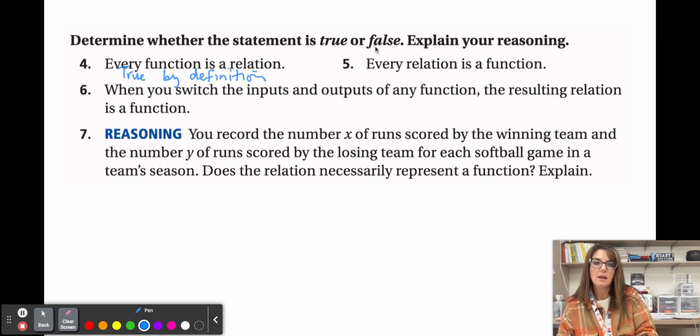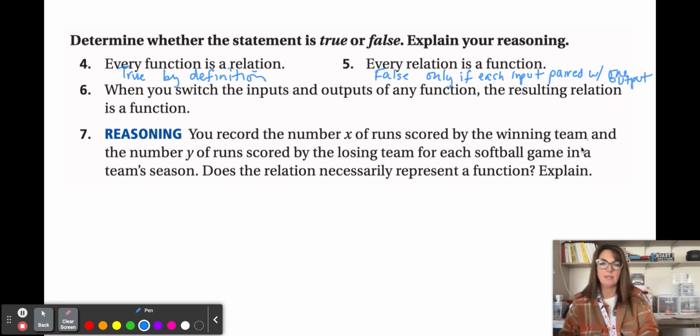Okay. Every relation is a function. Well, that's not necessarily. That's going to be false. And it's true only if each input is paired with one output, then it could be true.